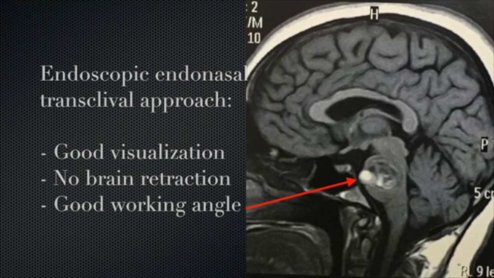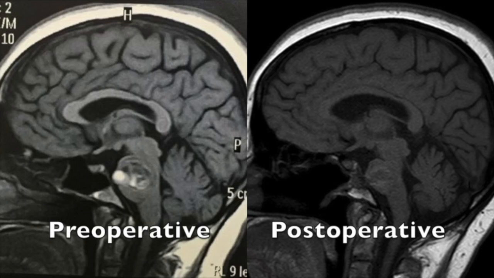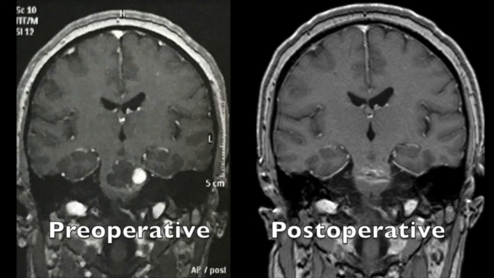The biggest disadvantage of this approach is the CSF leak rate, which is still higher than in traditional approaches. However, the advancement of surgical techniques has reduced its rate, and even when it occurs, it is most often treated with revision of the reconstruction. We have shown the resection of a cavernous malformation in the ventral pons with a good functional outcome, and we believe that this case may reinforce the idea that the endonasal transclival approach is a good option for selected cases.